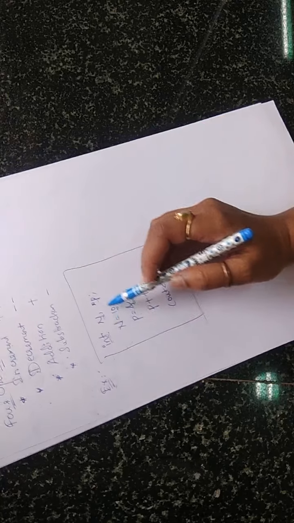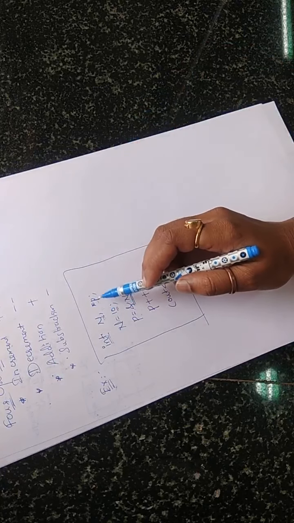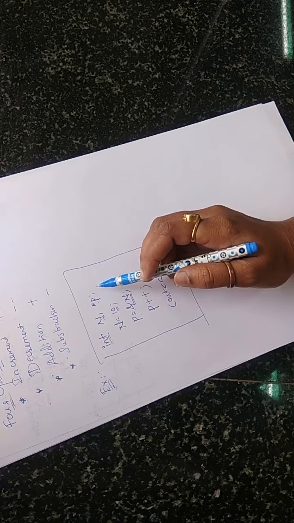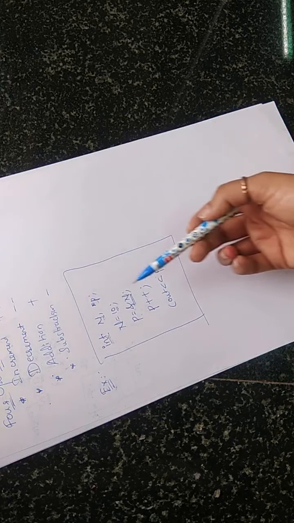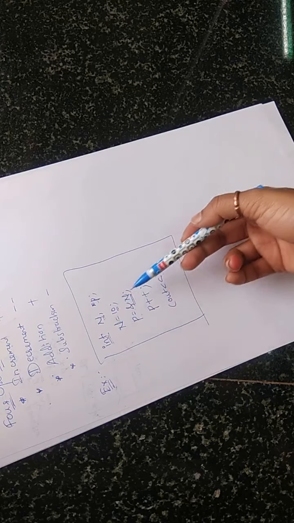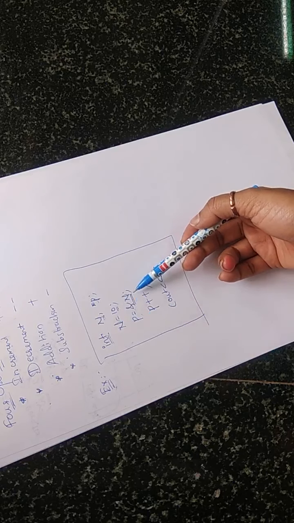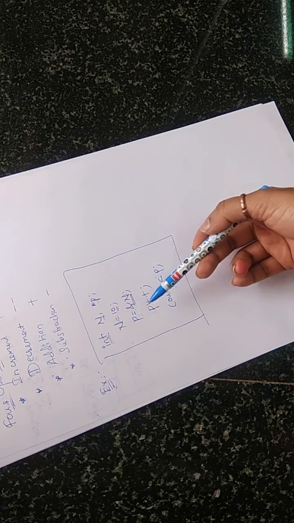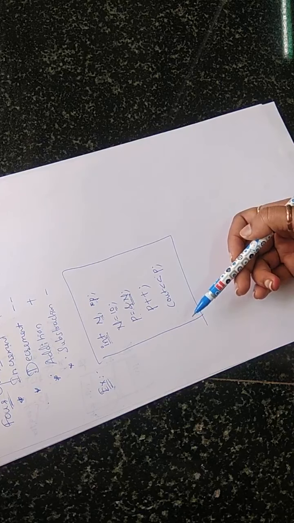Two variables I had declared, int n and star p. n is a normal variable. The star p, that is your asterisk p, is nothing but your pointer variable. The value 10 I had assigned to n, so n is equal to 10. Now the address of n I am storing in a pointer variable, so p is equal to ampersand of n I had written.